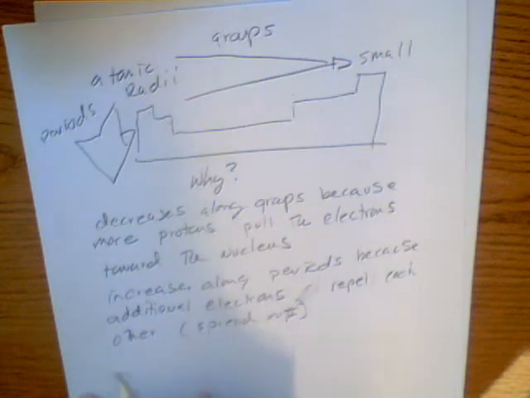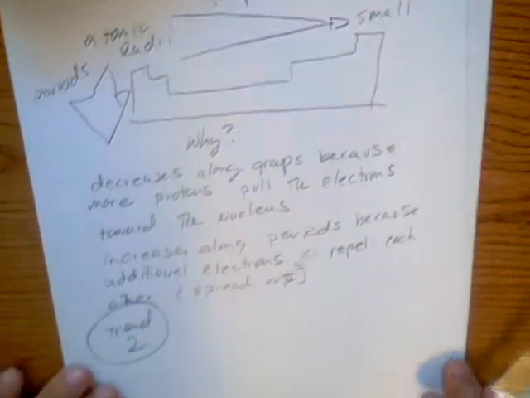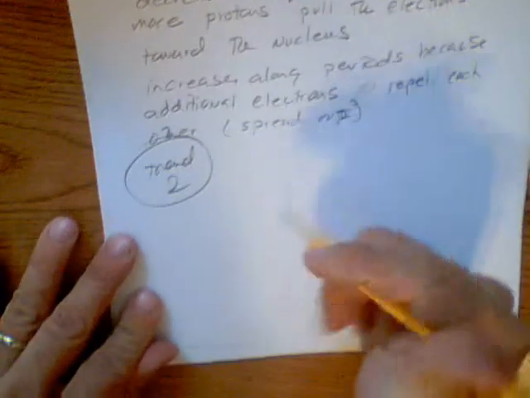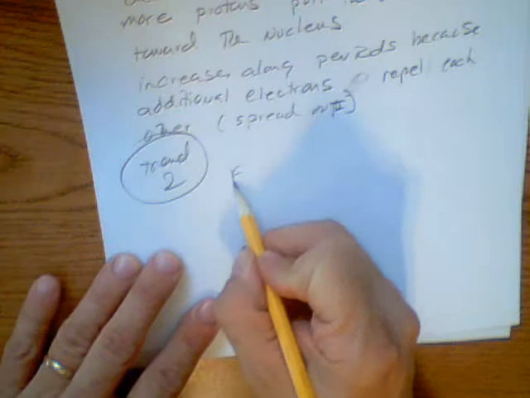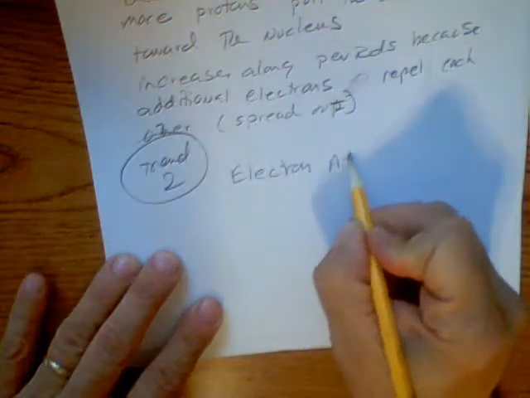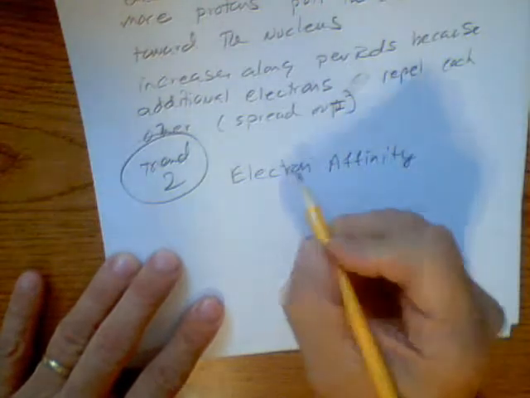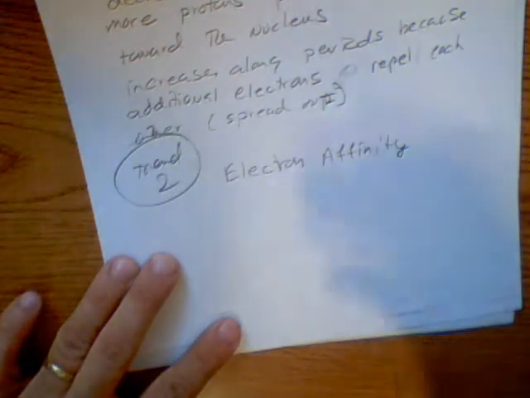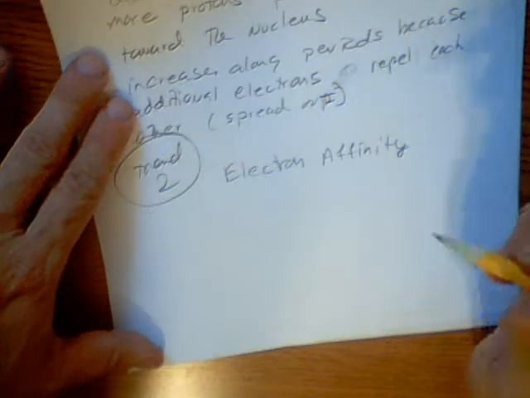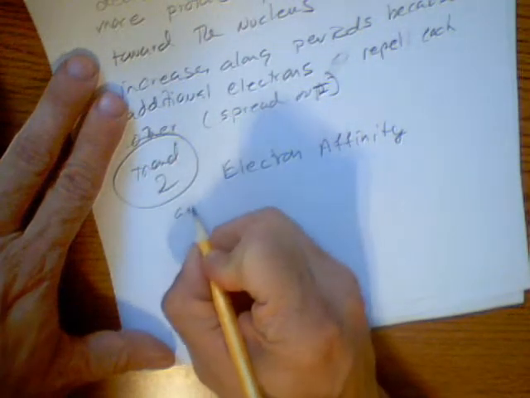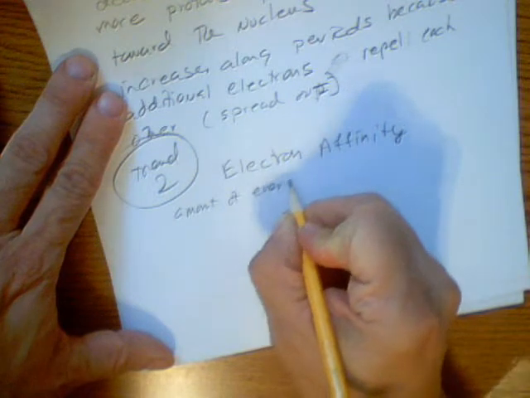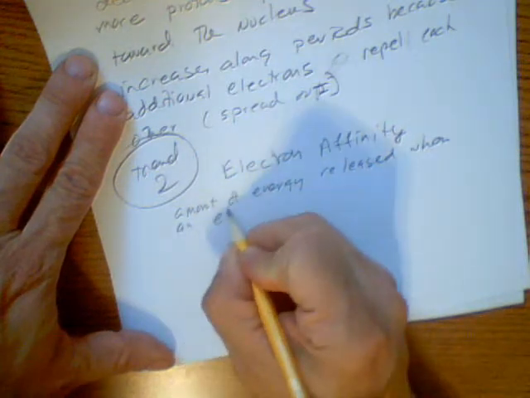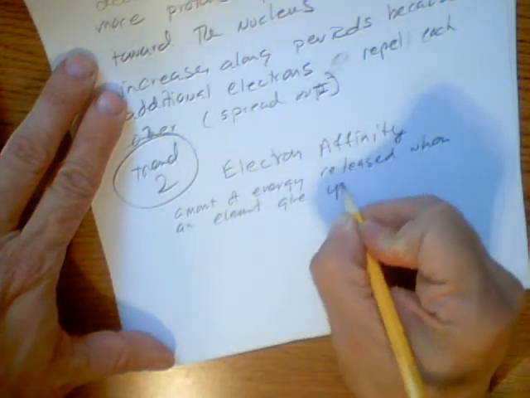The second trend. The second and third trend really has everything to do with formation of an ion, but the electron affinity is the amount of energy released when an element gives up an electron.